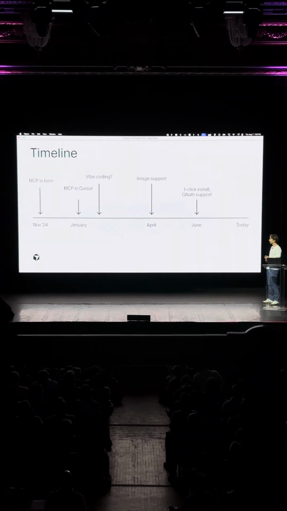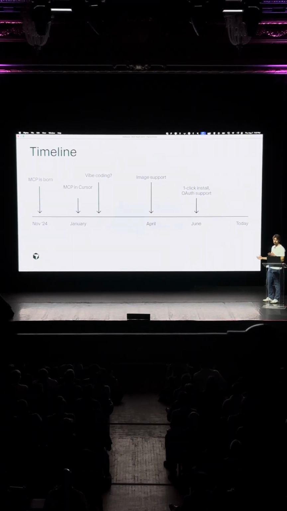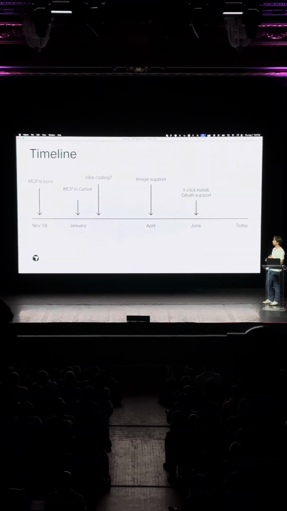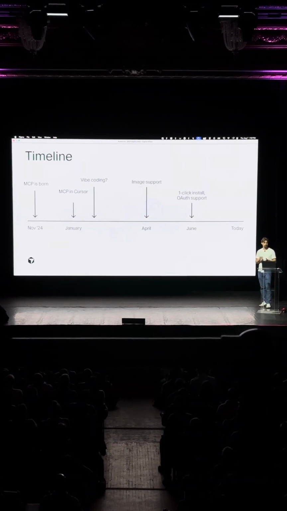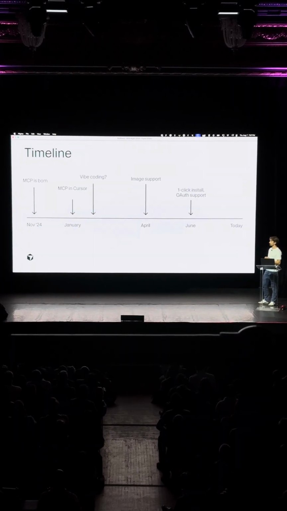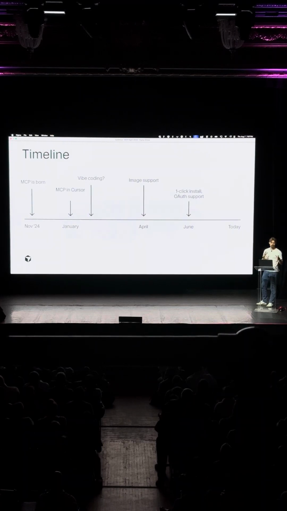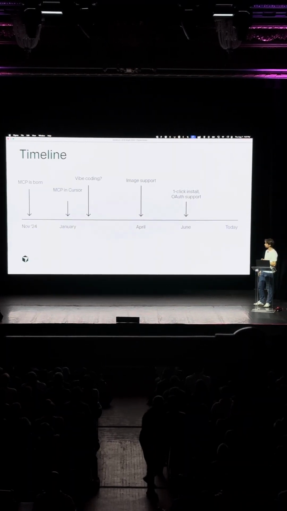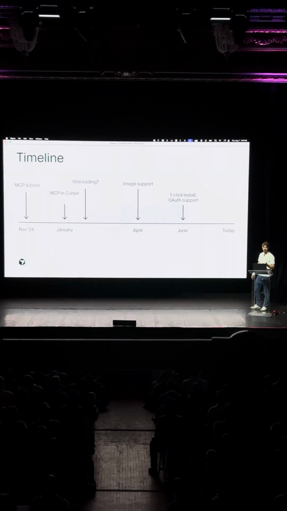A couple months go by, we maintain MCP as a client in Cursor, and we make some small quality of life improvements. But it's not until April that we implement the next major feature, which is image support for context. This allows MCP servers like Playwright to screenshot your web browser, get that into Cursor, and use that as context. And somewhere in between, vibe coding as a term was invented. Feels like ages ago.